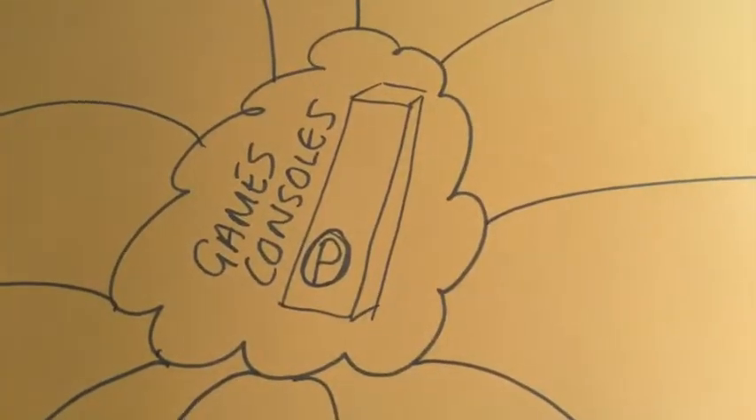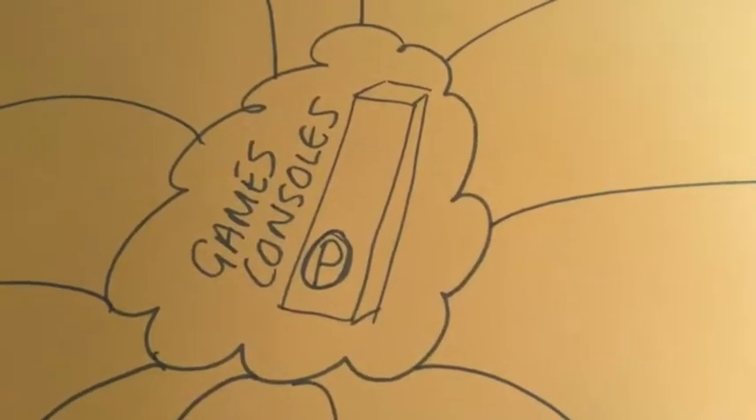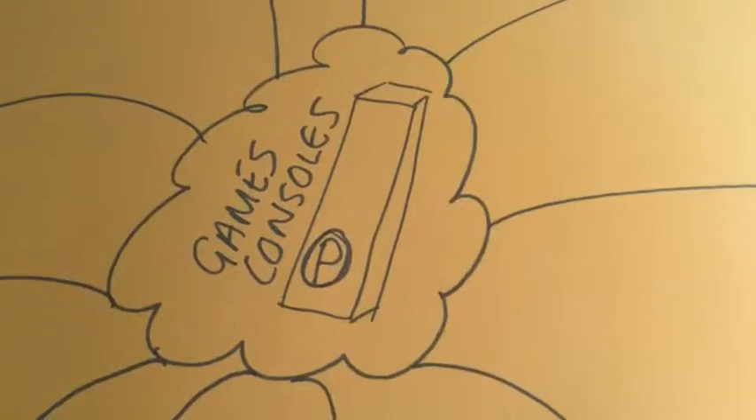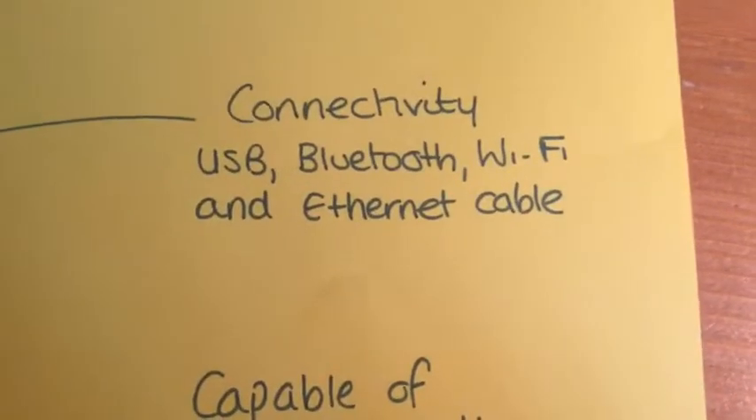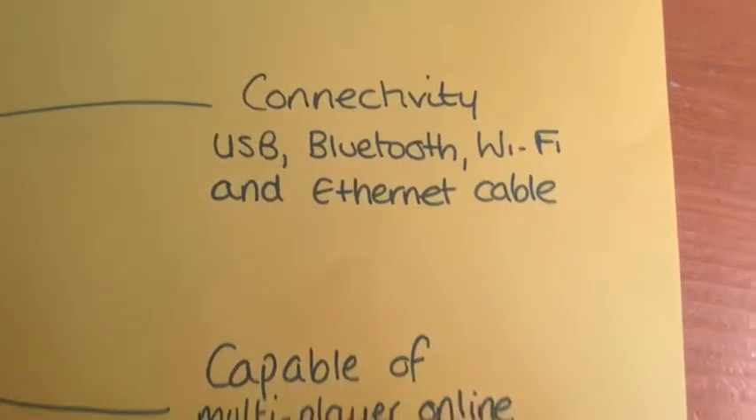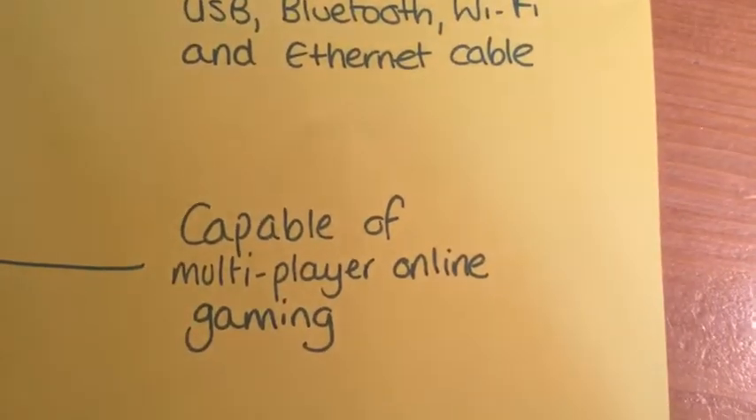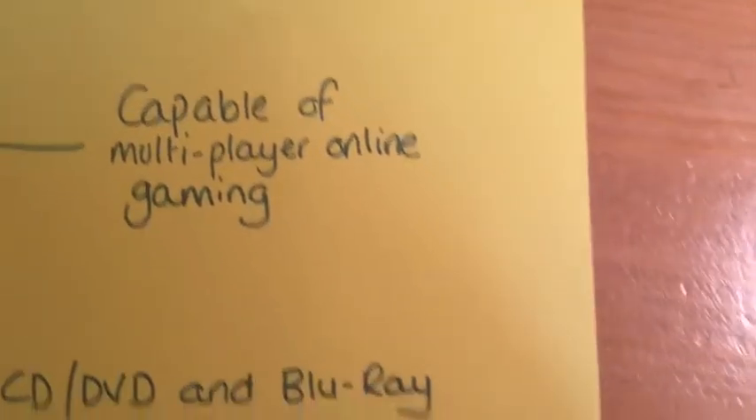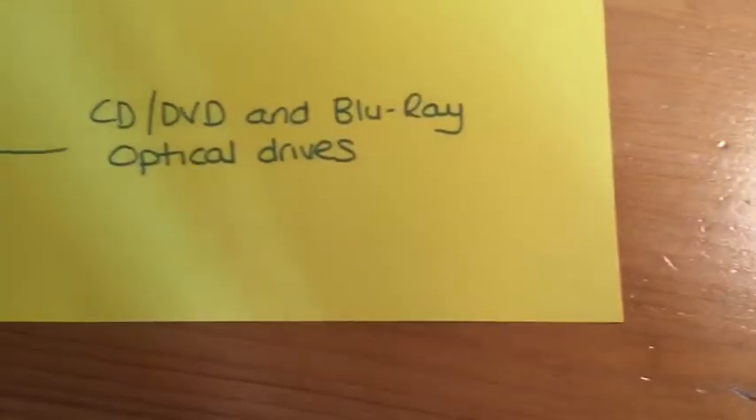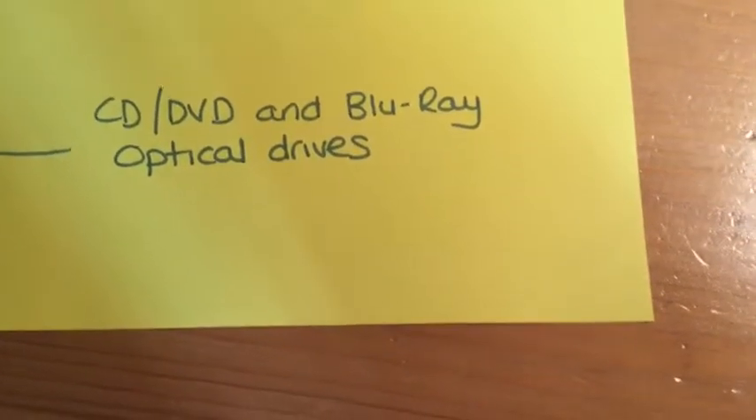Okay, so the next topic is games consoles, and in this section we're going to look at the features of games consoles and the peripherals that you can use with games consoles. So the first feature is connectivity. There's USB, Bluetooth, Wi-Fi and Ethernet network cable. The second feature is they're capable of multiplayer online gaming, which I'm sure you've all played at times. The CD, DVD and Blu-ray optical drives.